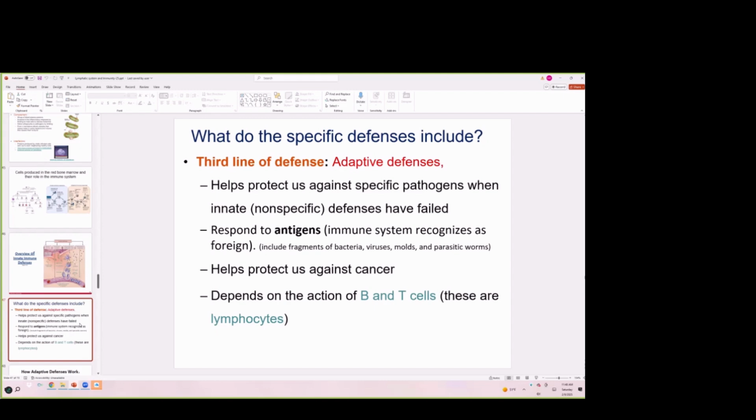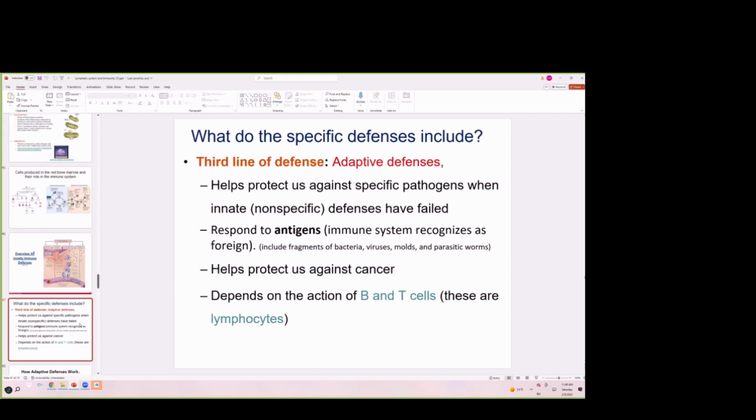It looks at structures that are on the pathogens, whether it is the virus or whether it's in the bacteria. It identifies those and specifically hones in on those characteristics that are associated with the pathogen. It also helps us to deal with cancer cells.